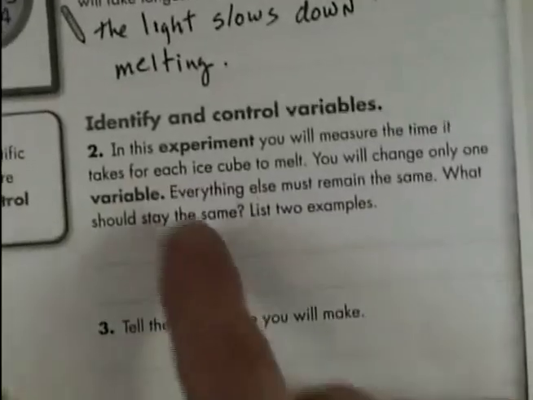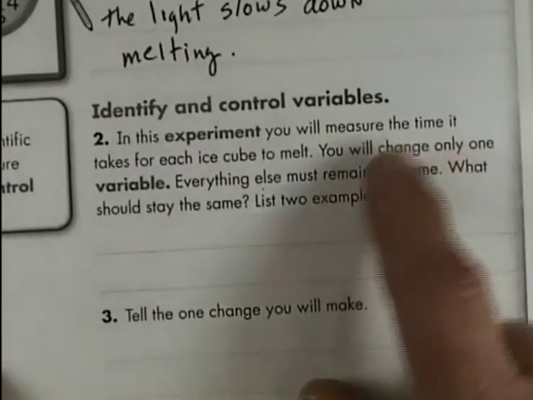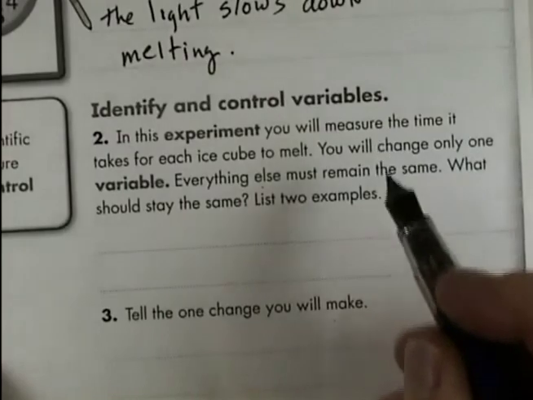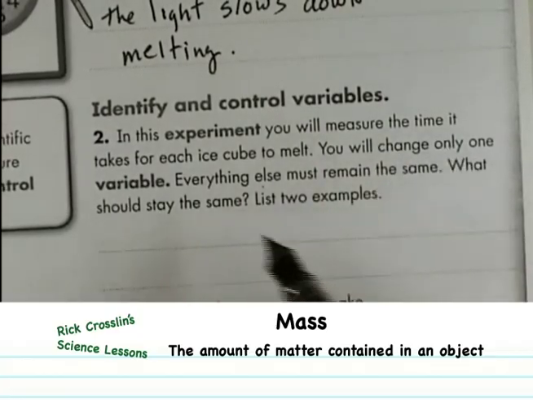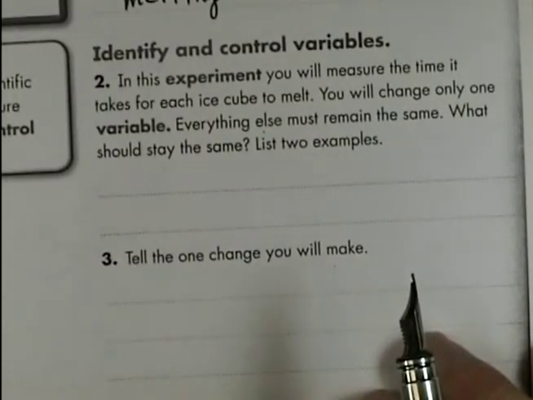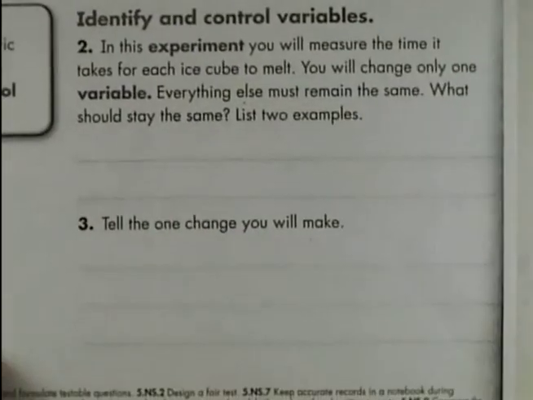So we've got a question, a hypothesis. Let's look at some of the variables. That means some of the things that could mess up our experiment or things that we have to control to make sure they're the same. In this experiment, you will measure the time it takes for ice cubes to melt. We're going to measure not only time, we're going to measure mass. You will change only one variable. Everything else must remain the same. What should stay the same? Okay, I need two examples.